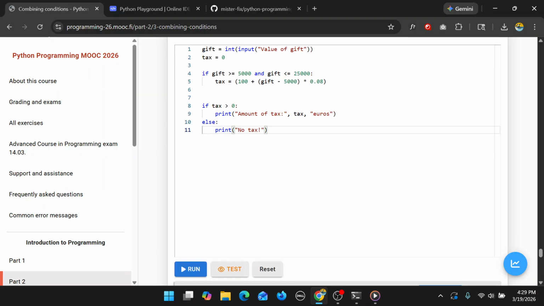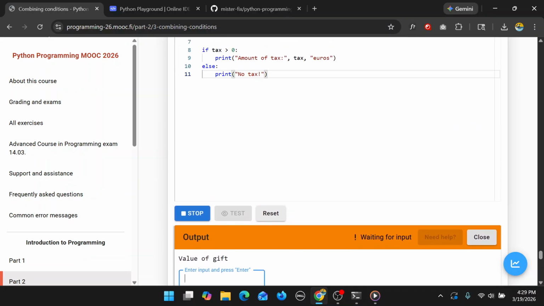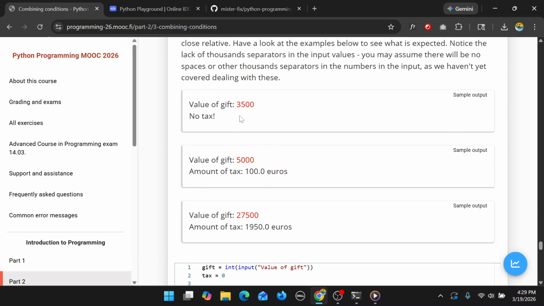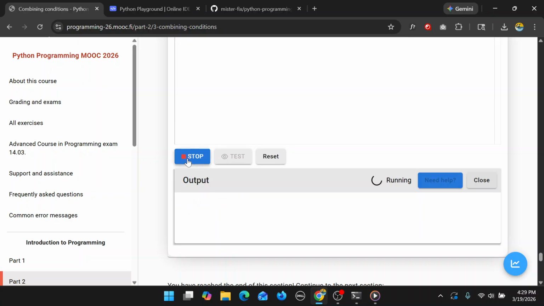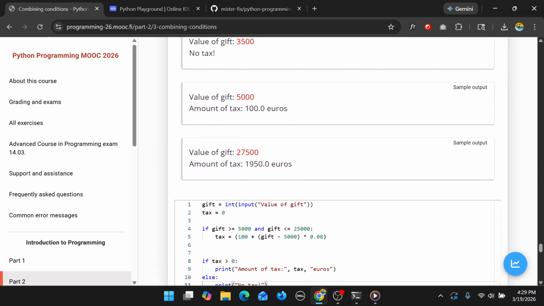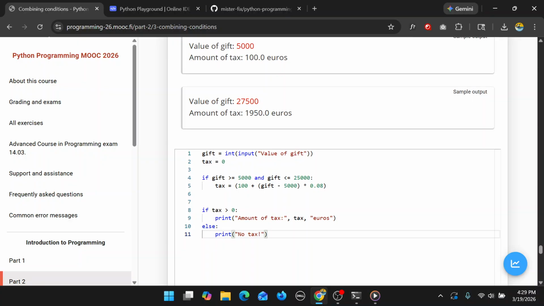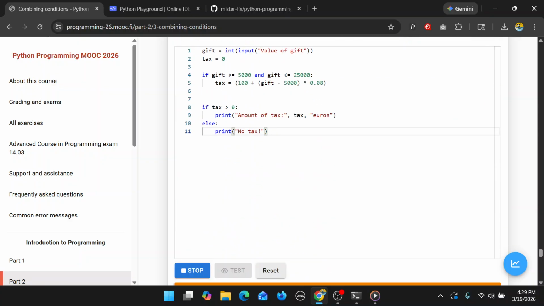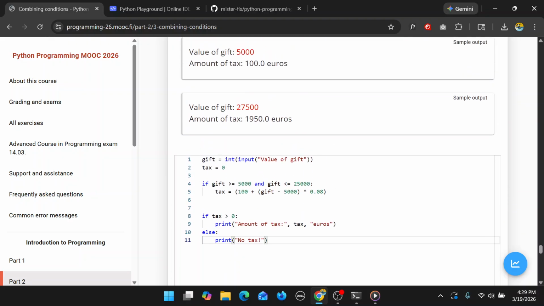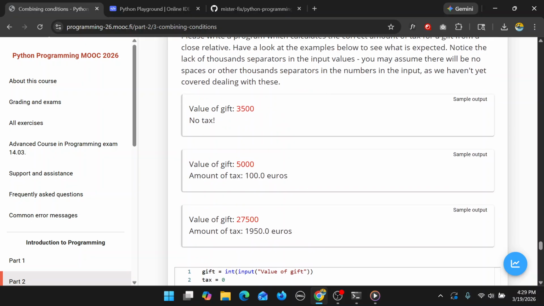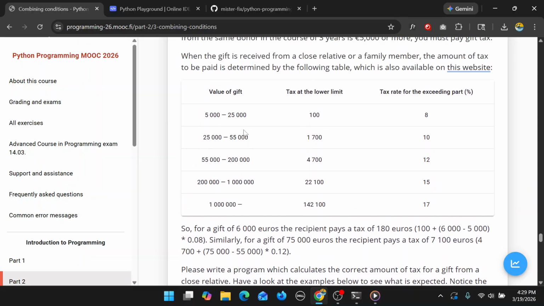So let's just test this as it is. If we put in 3,500, we should get no tax. So 3,500, no tax. If we plug in 5,000, because it falls between 5,000 and 25,000, we should get 100 euros. Okay, 100 euros. So what do we do moving forward? We're just going to keep chaining else if statements all the way down through each bracket. I'm going to do that off screen. Actually, no, let's just do it through the video.